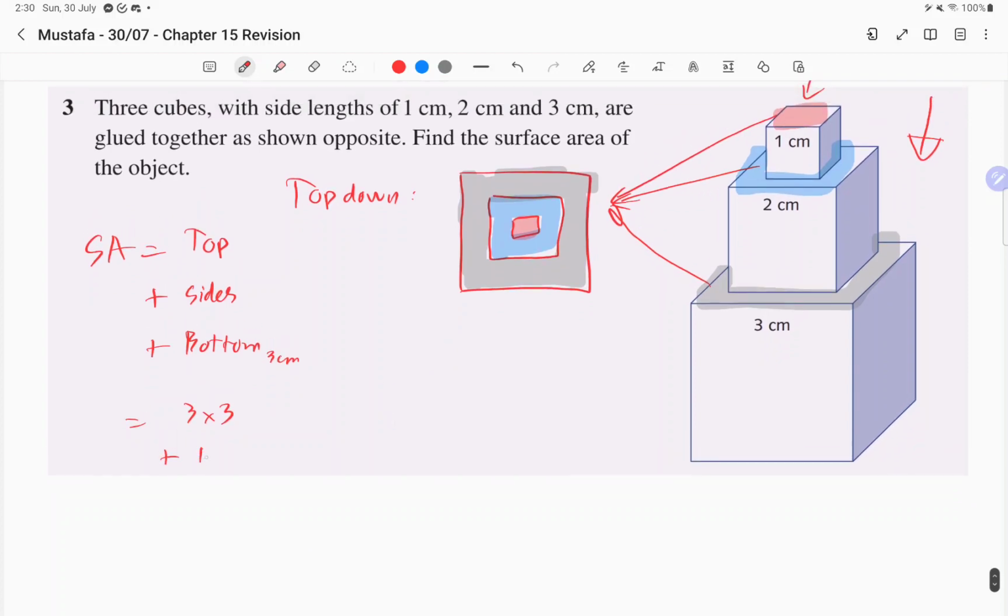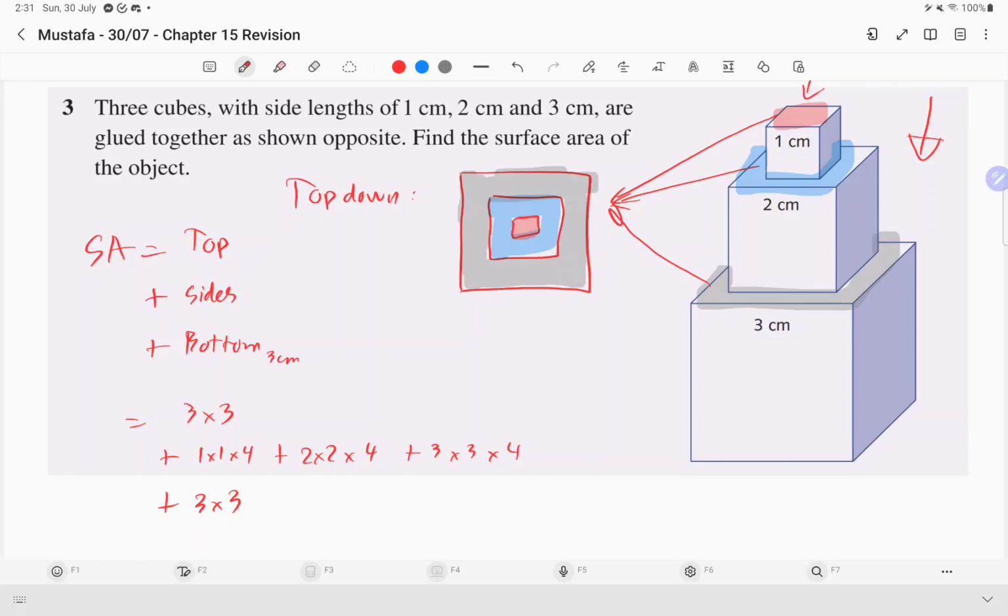The top one is 1 by 1 and there are 4 sides. Then the second one is 2 by 2 and there are also 4 sides around. Then you have your 3 by 3 and 4 sides. And then you have the bottom, which is another 3 by 3. Make sense? Add them all up, you get your total surface area.